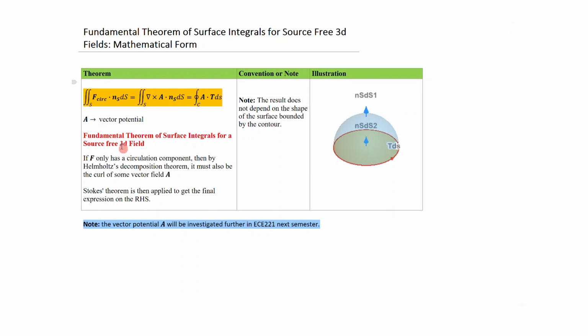In 2D, we're dealing with a contour. In this case, we're dealing with a surface. All right. Also, you'll notice here again, it does not depend on the shape. So if this is a surface integral, this is a line integral. This line integral could have this surface or could have had this surface. Why? Because we're making a comparison to the same contour that we see here. This, by the way, the vector potential A, will be investigated in EC221 next semester.